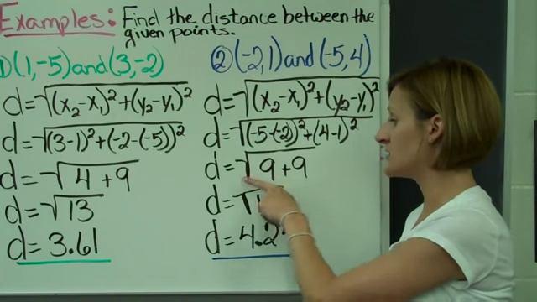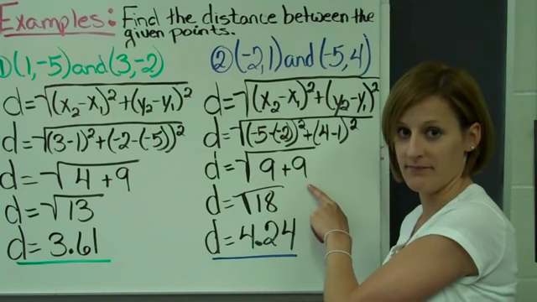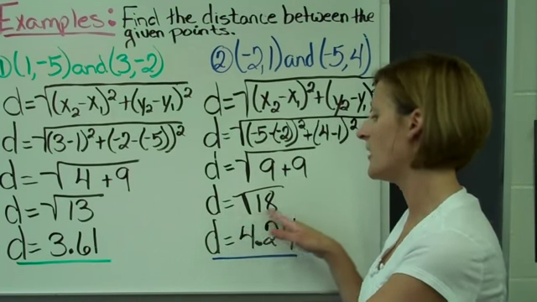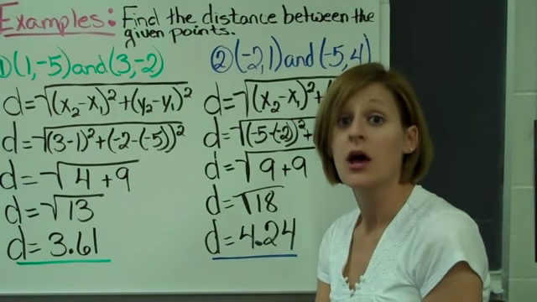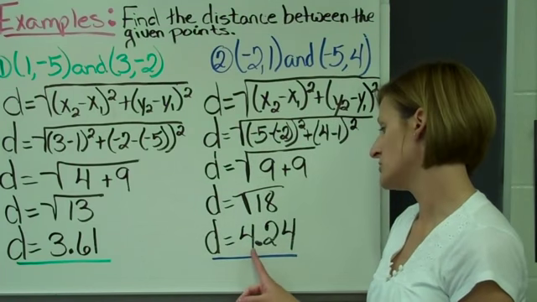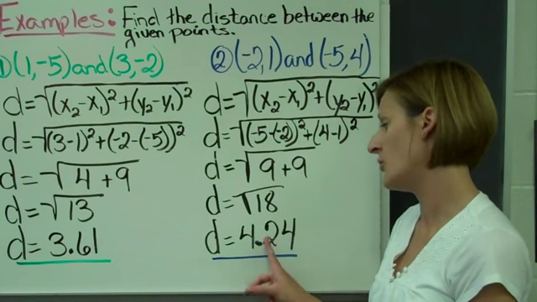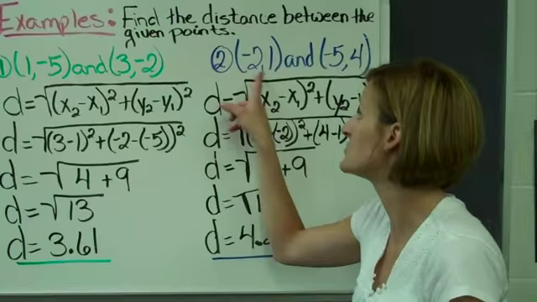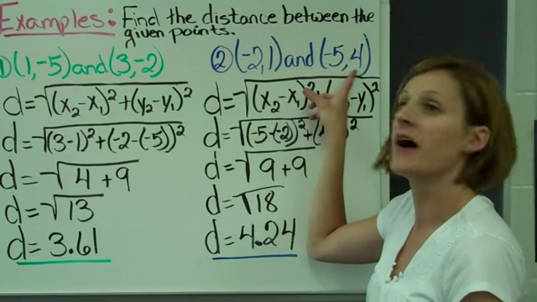So now we've got the square root of 9 plus 9. Now 9 plus 9 is 18. So now I have the square root of 18. And we're going to again approximate that and round. So I'm going to get my distance to be 4.24. And this is the distance between these 2 points, negative 2, 1, and negative 5, 4.